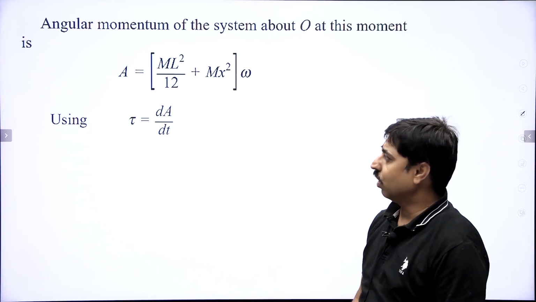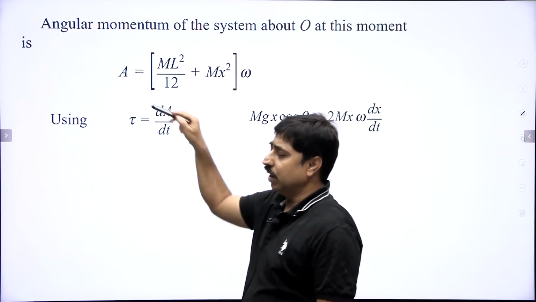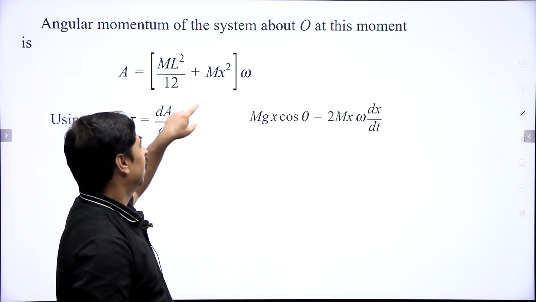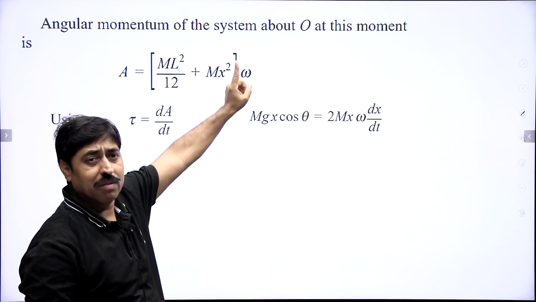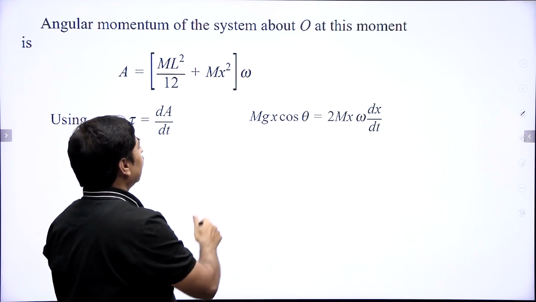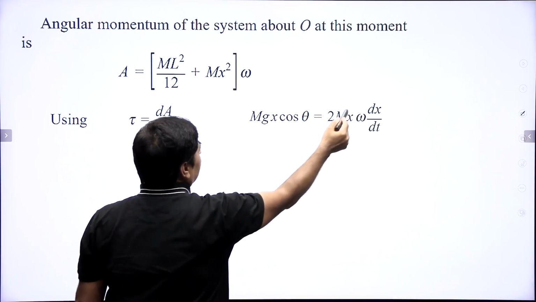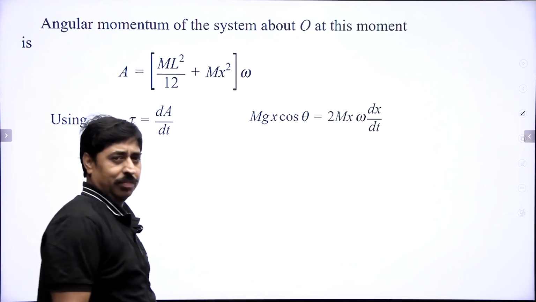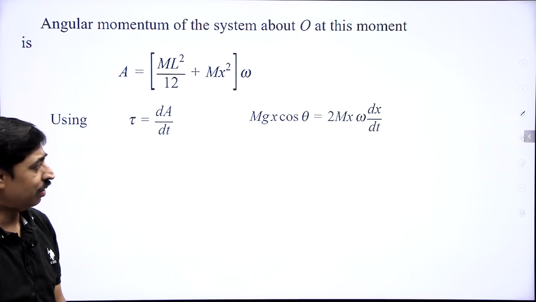Now we are going to apply torque is equal to dA by dt. So torque is mg x cos theta. Now you differentiate this. This quantity is nothing but a constant. Omega is a constant, mind you. So omega into this is a constant, and the differentiation becomes 0. We just need to differentiate this term, and it becomes m omega 2x dx by dt, right? So now a little bit of mathematical manipulation is required.